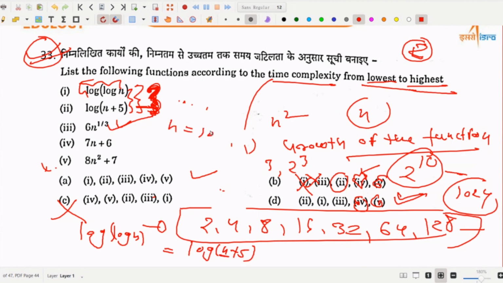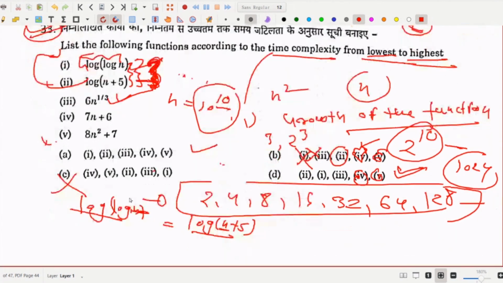Put n equal to 10 to the power of 10 in both the equations and compare. You will get the answer, which one is greater. Just put 10 to the power 10 in place of n, solve it and compare the functions. You will get that the first one is greater than the other.